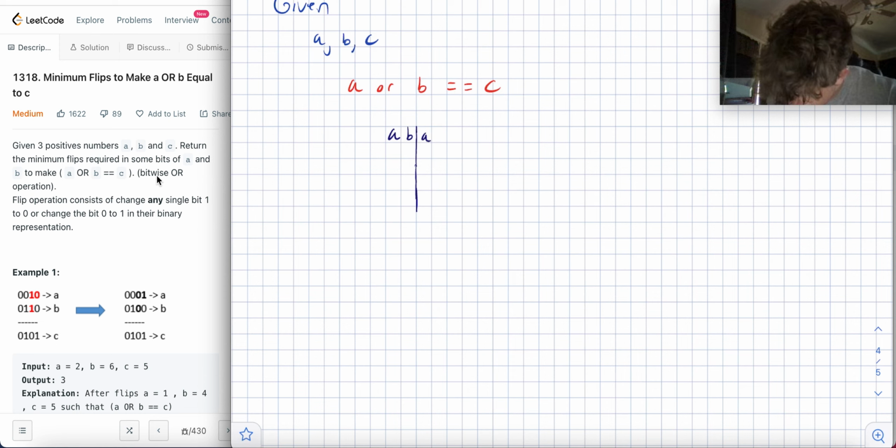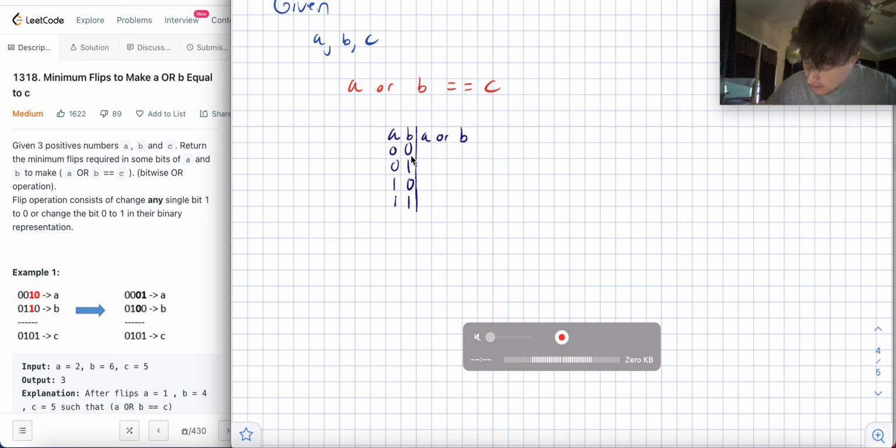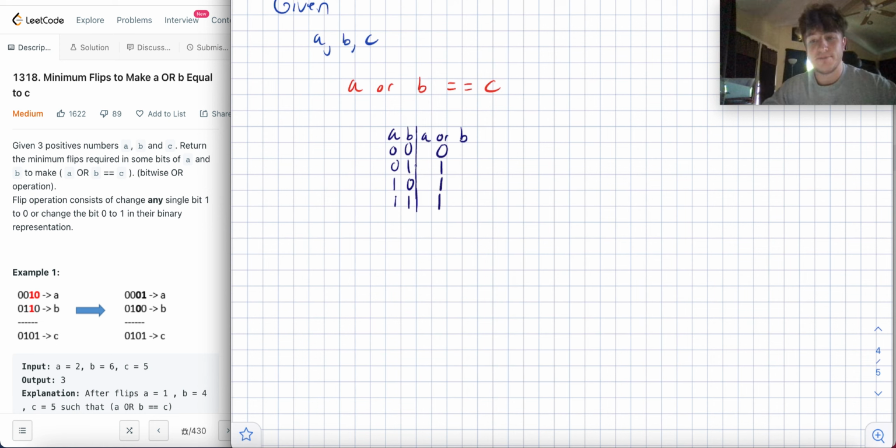So we have A OR B. Now, there's only four possible things that can happen when you do a bitwise operation. Either B is 0 and A is 0, or B is 1 and A is 0, or B is 0 and A is 1, or they're both 1. The result of A OR B is, if one of them is 1, it's 1. If none of them are 1, it's 0. Since neither of them is 1, A OR B results in 0. Since one of them is 1, it results in 1.